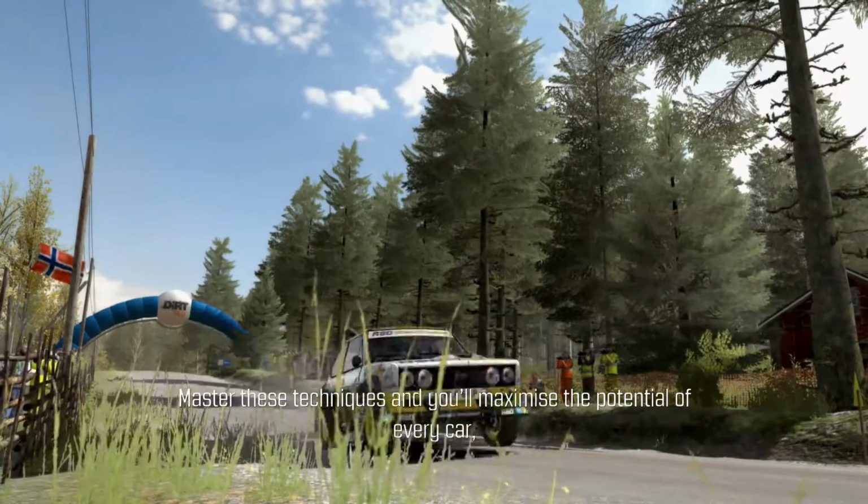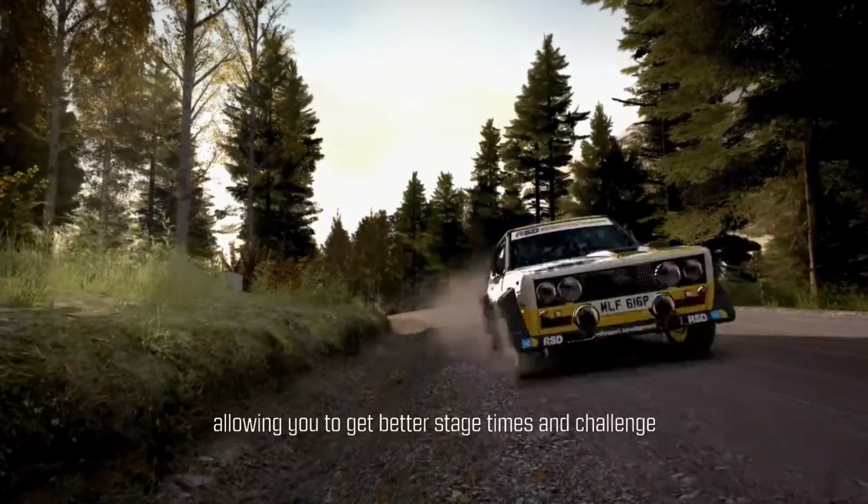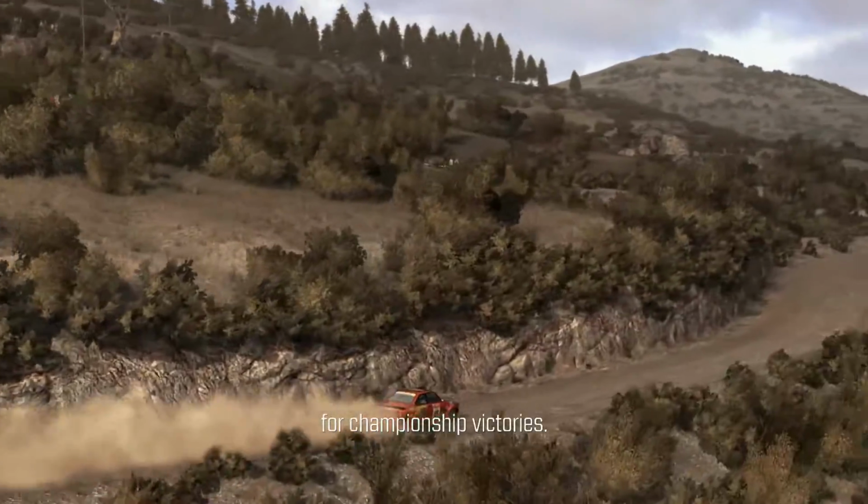Master these techniques and you'll maximise the potential of every car, allowing you to get better stage times and challenge for championship victories.